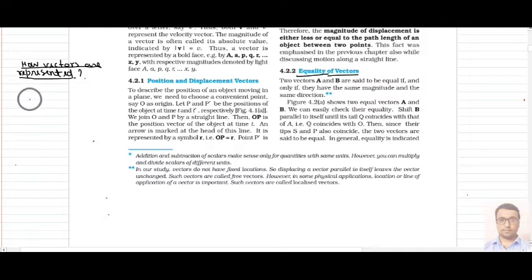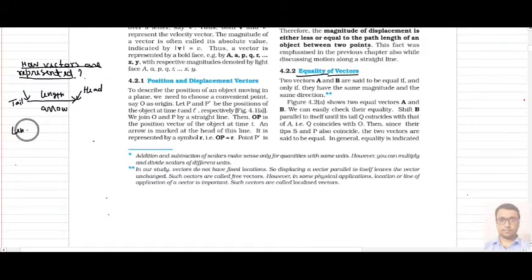To represent a vector, what do we need? We need one arrow, and this arrow basically represents any vector quantity. An arrow will have two things: one is length and the second is the head or tip. And one more thing, this point is called the tail of the arrow or tail of the vector. So these three things are important in any arrow or any vector.